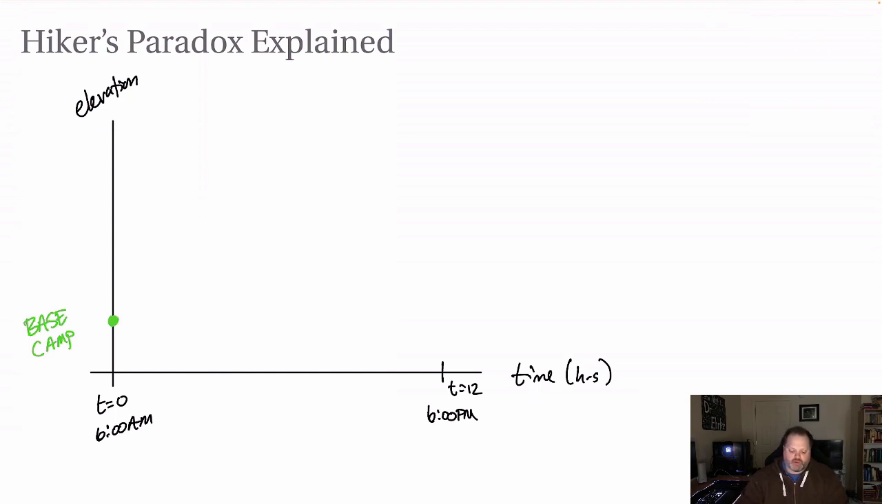Now, what happens over the course of the first day? Well, over the course of the first day, you're going to climb the mountain, which means your elevation is going to go up. You're going to stay on the trail, and you're going to end at what I'll call summit camp, which is going to be at a higher elevation up the mountain. You're not going to get there on the first day until over here at 6 p.m. So I have to draw some graph that goes over to the summit camp elevation at 6 p.m.